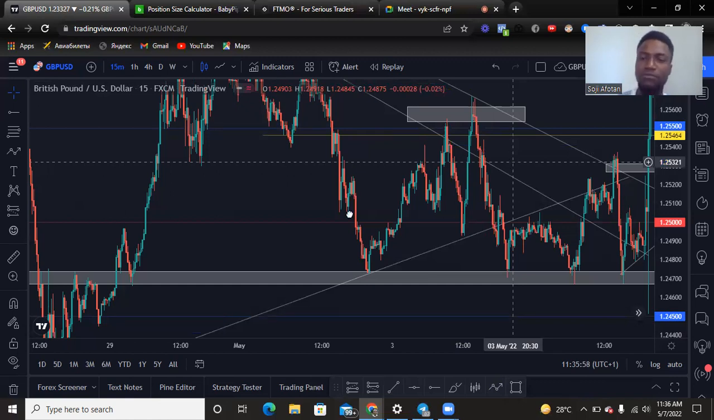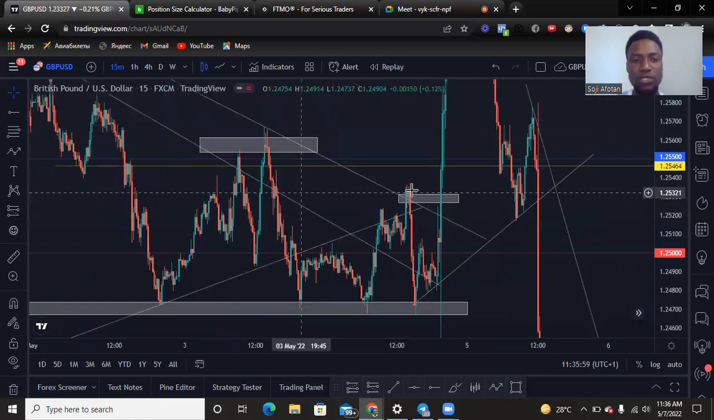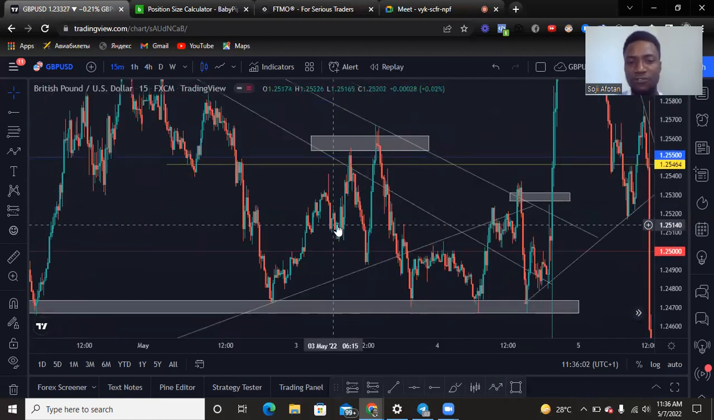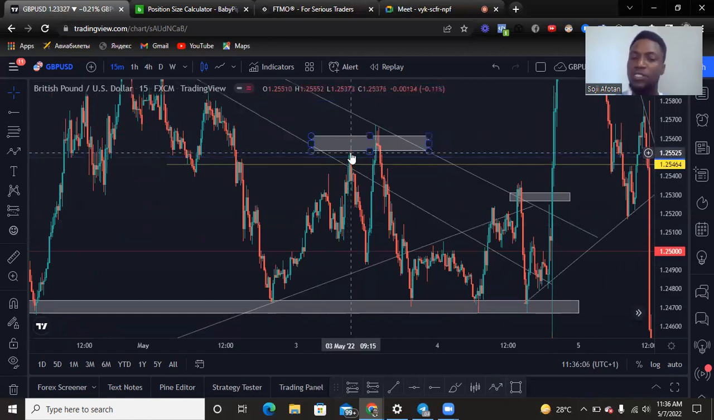Now, most times, whenever price gets to these levels, and you see this first leg, maybe you notice the first leg is happening, and you notice the price started dropping. Maybe you might be thinking, oh, I'm missing out on this trade. No, you're not missing out.